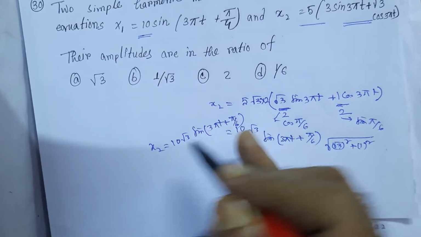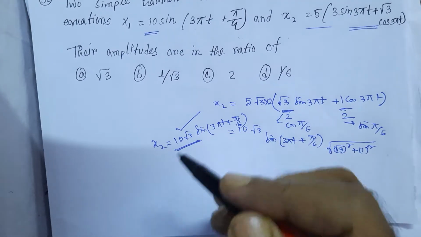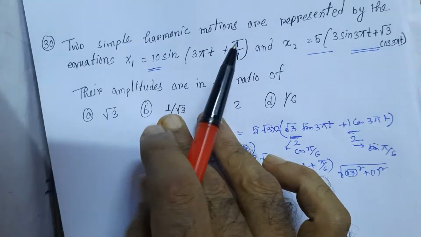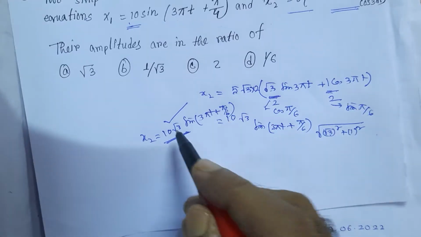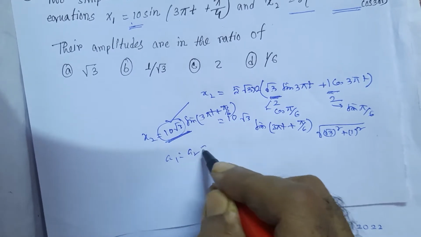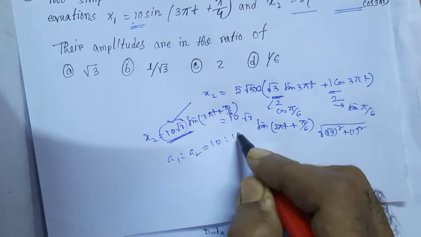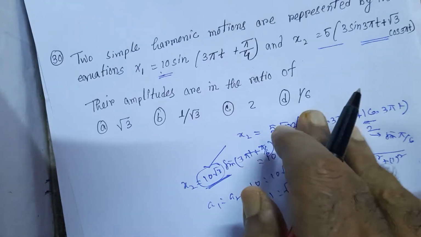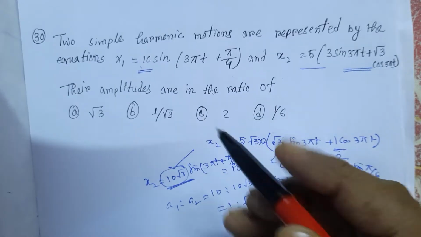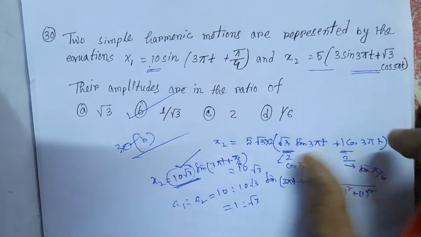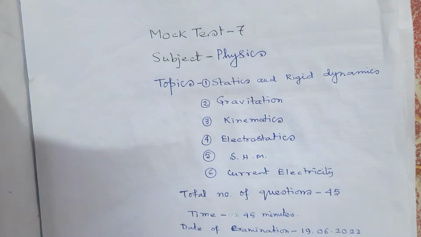So for the second SHM, the amplitude is 10 root 3. So the required ratio: for the first one it was 10, for the second one it is 10 root 3. So the amplitude ratio A1 to A2 is 10 to 10 root 3, that is 1 to root 3. So 1 by root 3, B is the correct answer. So the correct choice for question number 30 is B. Now let us take question number 31.